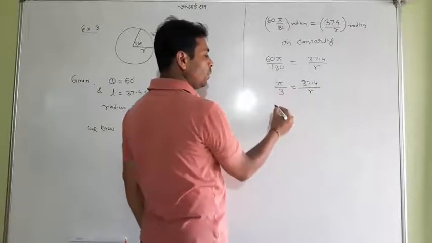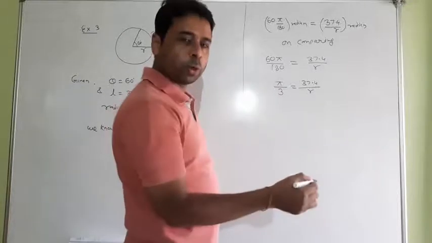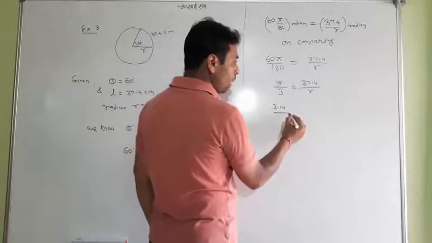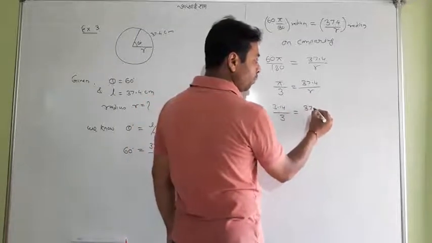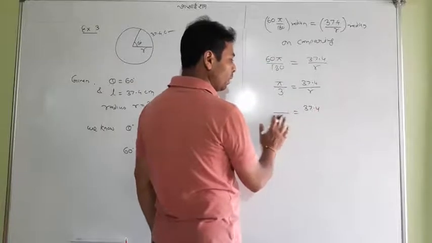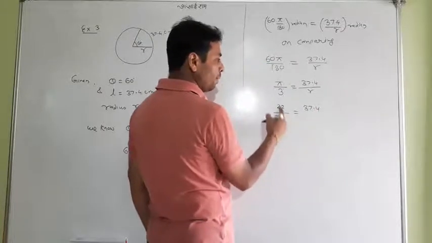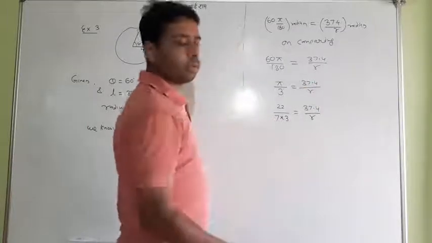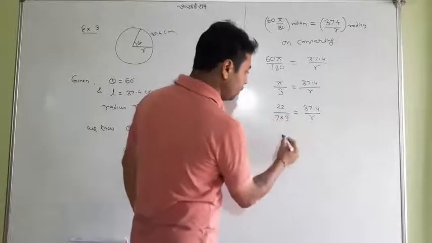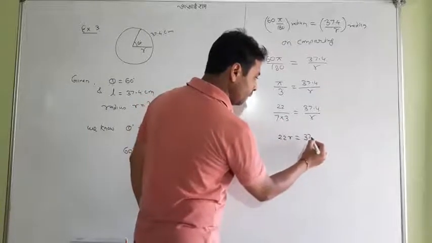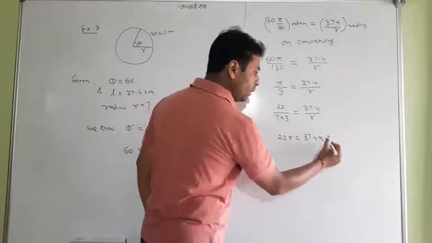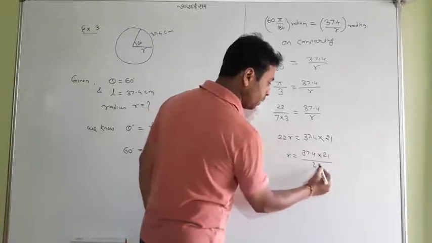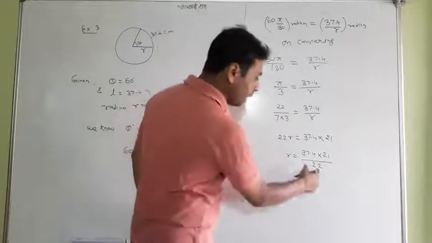This pi is 3.14 or 22 by 7, whatever you want to write. Suppose I'm writing 22 by 7, which will be good I think. 22 by 7 into 3, equal to 37.4 upon R. Now I will find my value of R by transferring here: 37.4 into 7, 3s are 21, and R equals 37.4 into 21 upon 22. Now I'll cancel by 11.